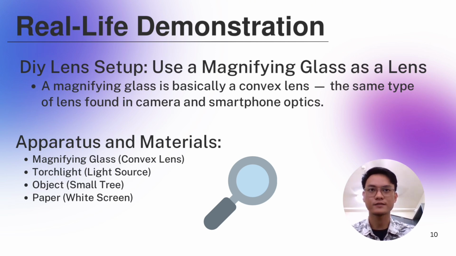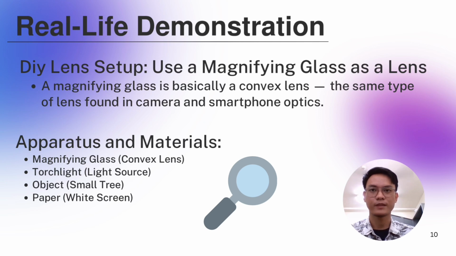A magnifying glass was used as a lens. Basically, a magnifying glass is a convex lens. It's the same type of lens that can be found in camera and smartphone optics. So for the apparatus and materials, a magnifying glass was used, which basically acts as a convex lens.